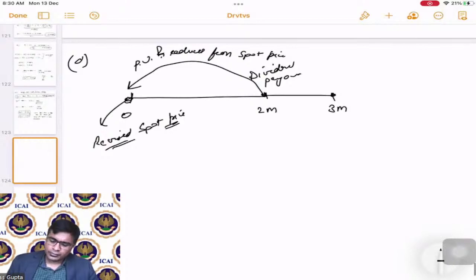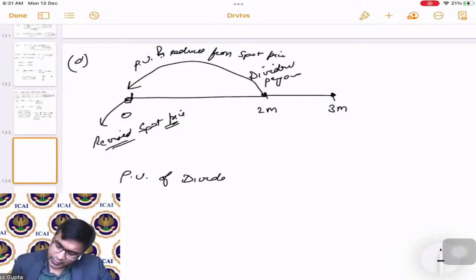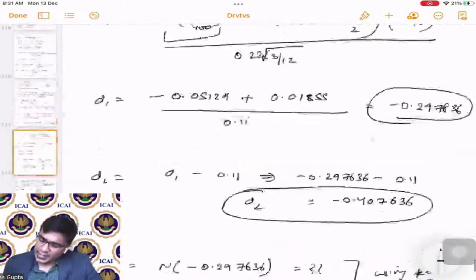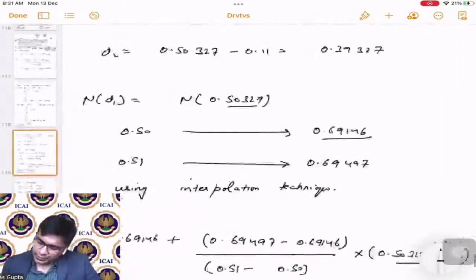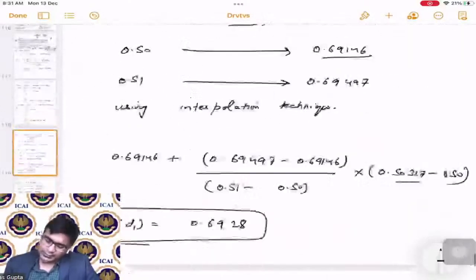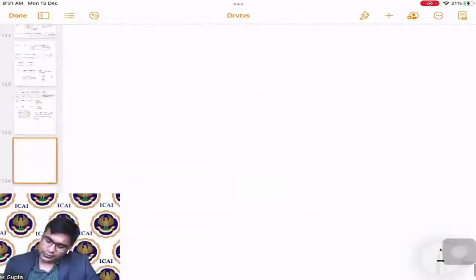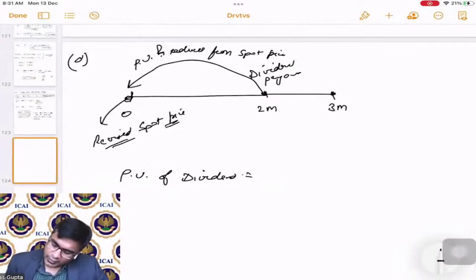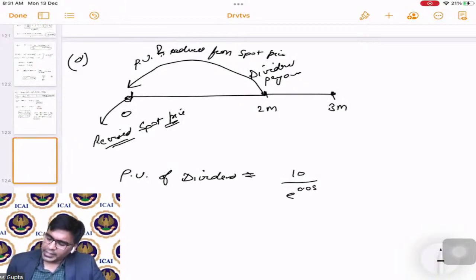Now, I'm just calculating the present value of dividend. What is the absolute dividend that needs to be paid? It is rupees 10, I guess, right? Rupees 10, correct? 10 divided by e raised to the power, what is the interest rate? 0.05 multiplied by 2 upon 12.